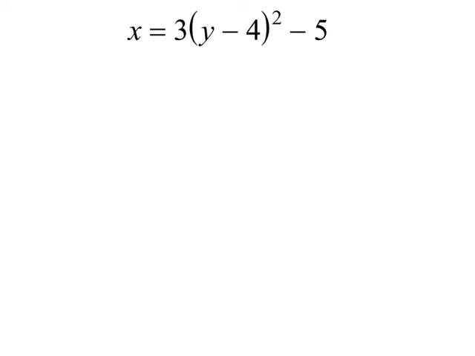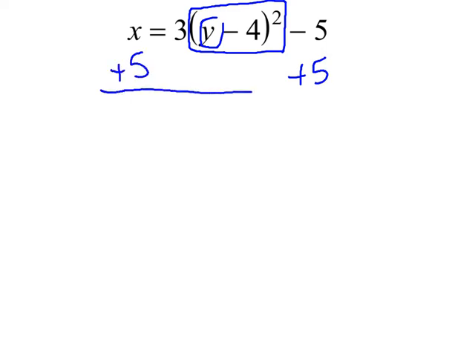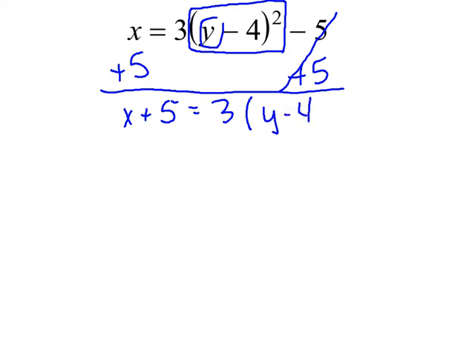So this is going to be our goal. We are still trying to get y by itself, but in order to get to y, we need to get this guy by himself first. Okay, so just like we said, inverse, I'm going to add 5 to both sides. This guy cancels out. X plus 5 is equal to 3 times (y minus 4) quantity squared.